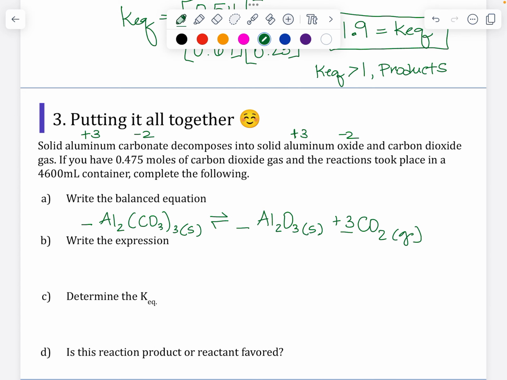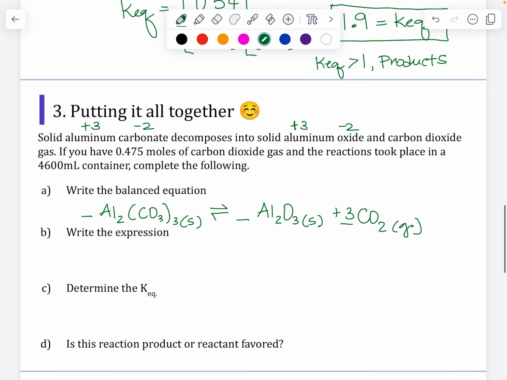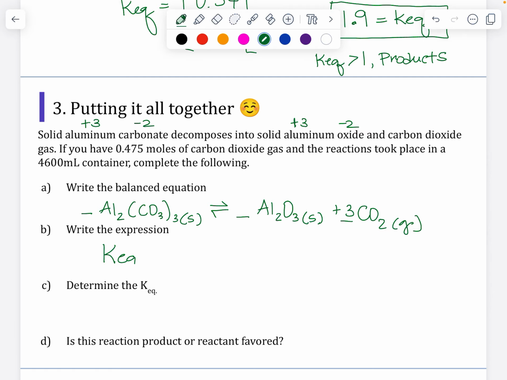All right, from my reaction, aluminum has a +3 charge, carbonate has a -2 charge, so we do our drop and switch to make sure that's neutral. 3 carbonates, 2 aluminums. Putting in our states of matter because that's going to determine what goes into our KEQ expression. And same thing, aluminum +3, oxygen -2. Balancing that out. So writing our KEQ expression, well, KEQ is products over reactants.